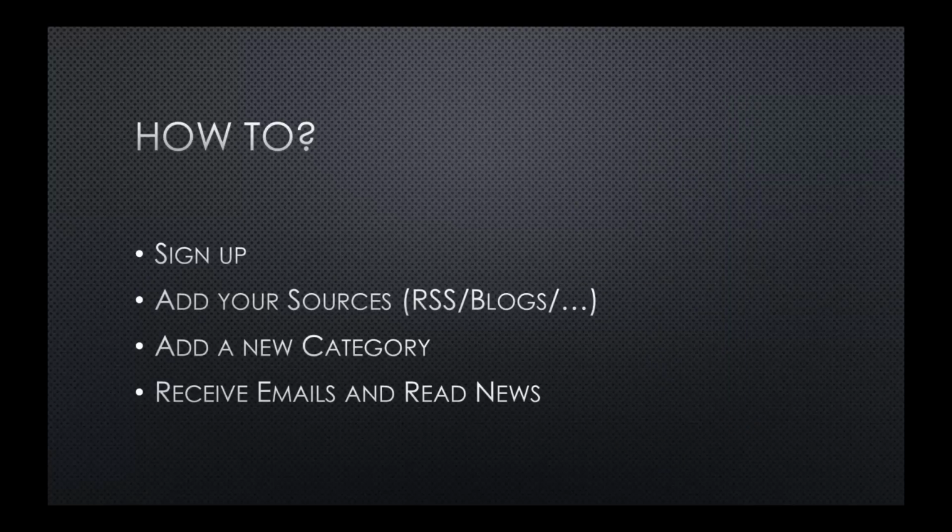So how do you do that? First, you have to sign up. Then you add your sources. For example, you want to monitor sources which are happening in your area, like local blogs, or you have a specific topic you want to monitor. Then you add those sources to the Newscombinator. Then you add a category. The Newscombinator makes it easy to categorize news. And then you receive emails or you read the news in a combined way in the Newscombinator.